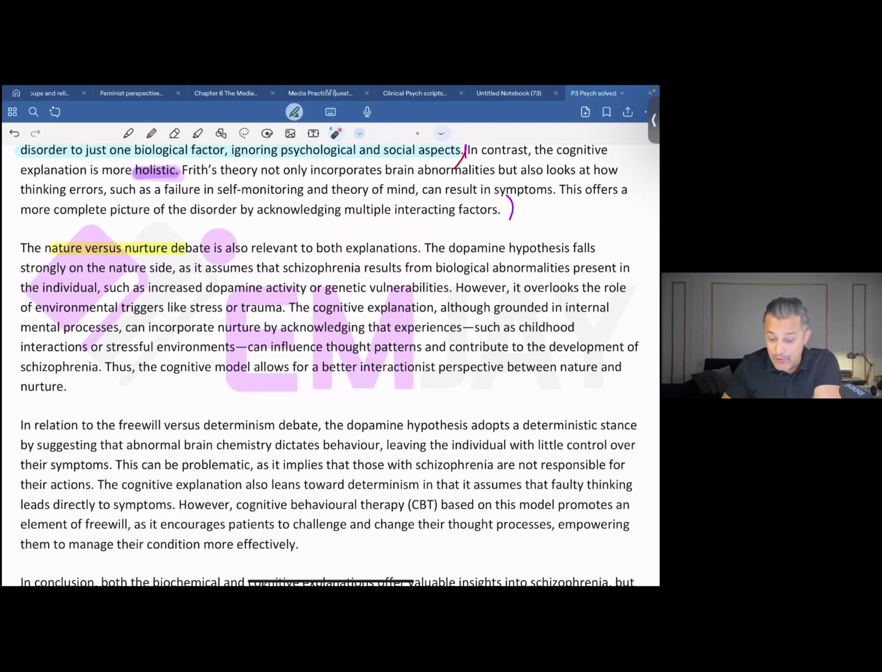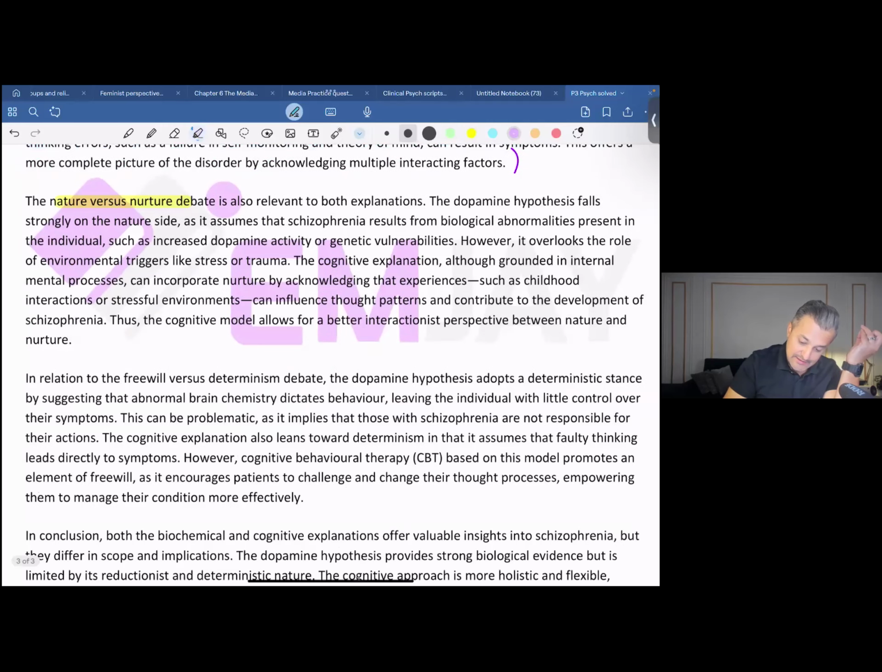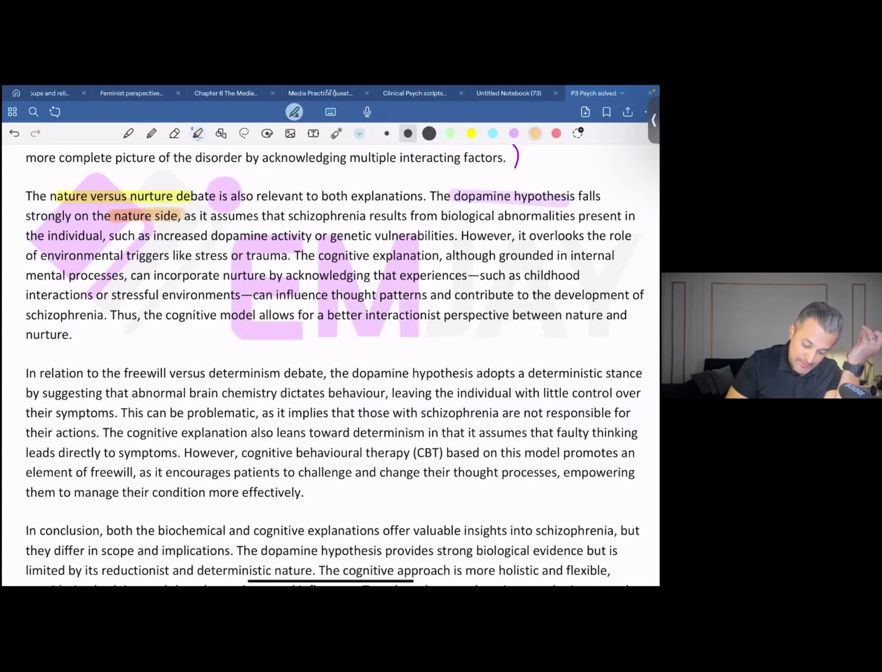The dopamine hypothesis falls strongly on the nature side, as it assumes that schizophrenia results from biological abnormalities present in the individual, such as increased dopamine activity or genetic vulnerabilities. However, it overlooks the role of environmental triggers like stress or trauma. So, when you're talking about the dopamine hypothesis, we're saying this falls on the nature side of the debate.